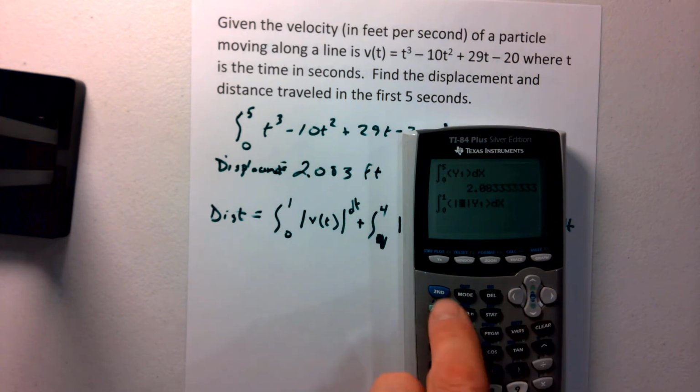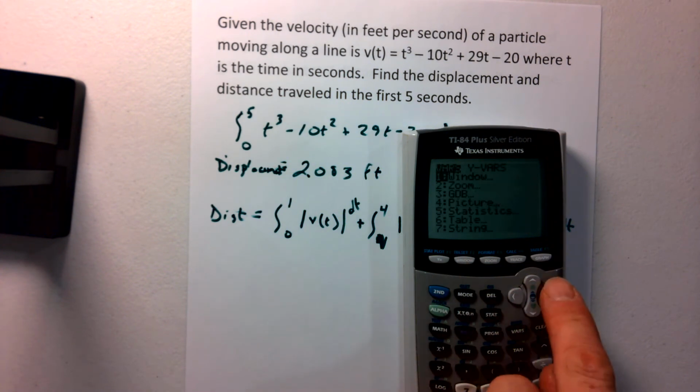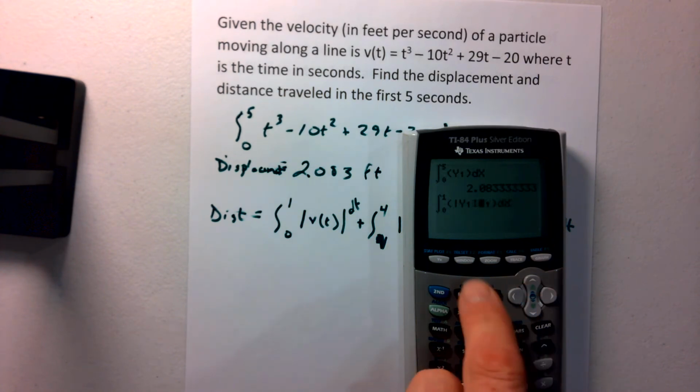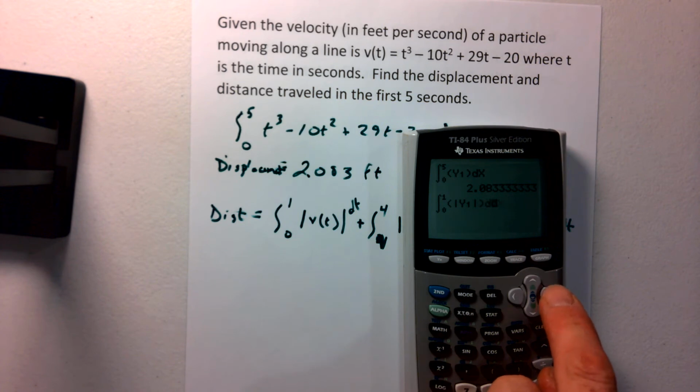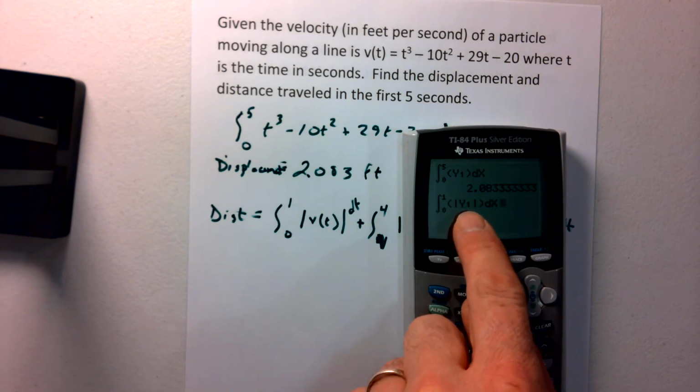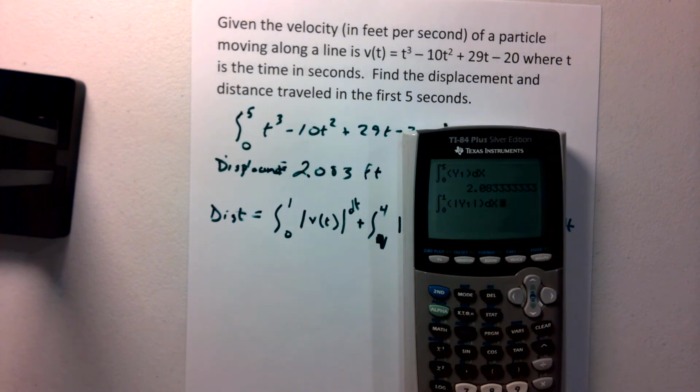And then I guess I need to recall my y1, don't I? So y vars function and y1. Go ahead and delete this other one we've got. So notice now I'm going from 0 to 1 of the absolute value of y1 dx. To that, I'm going to add the integration, so another math 9. The integration from 1 now to 4 of the function.